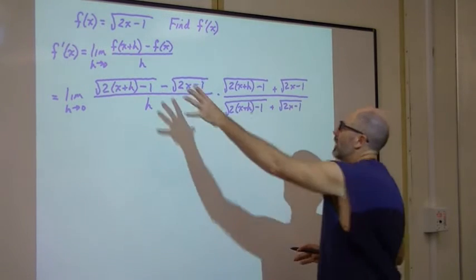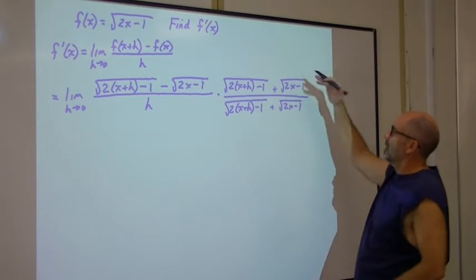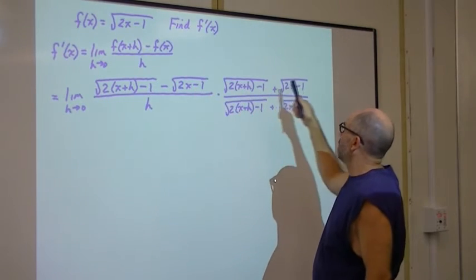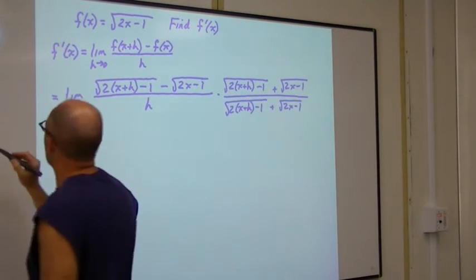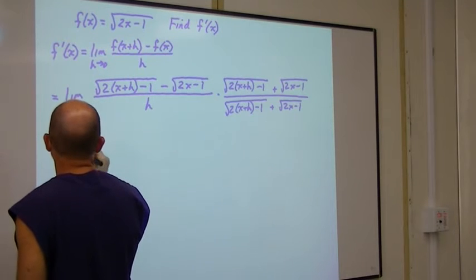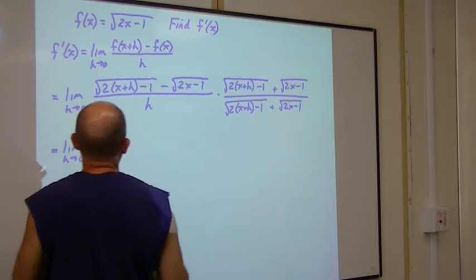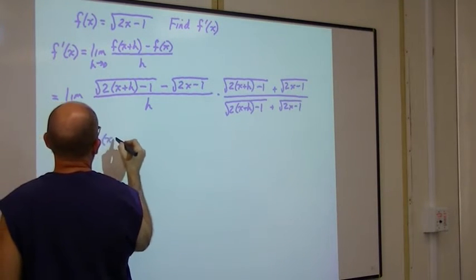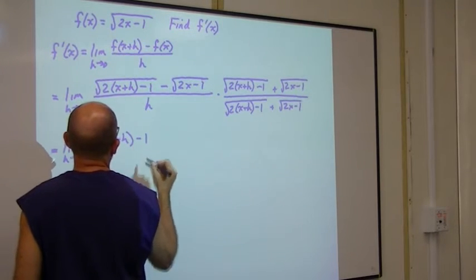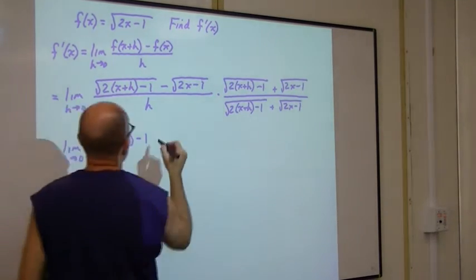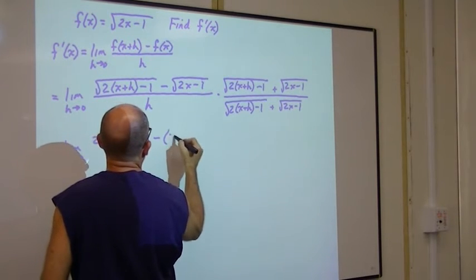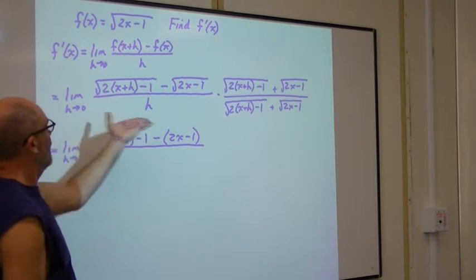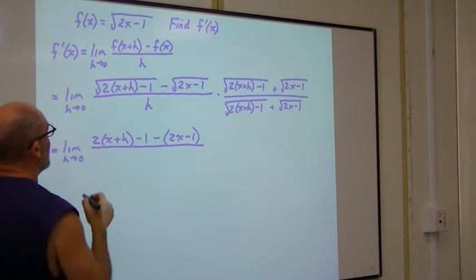So I basically multiplied this thing by 1 because I have the same thing on top and bottom. All right, now notice on top I have a minus b times a plus b. So that equals a squared, which is 2 times x plus h minus 1. There's my a squared, minus b squared. All over this mess that we created for ourselves in the denominator.